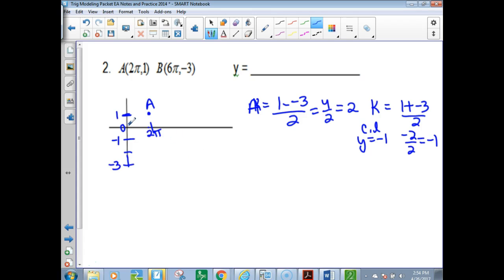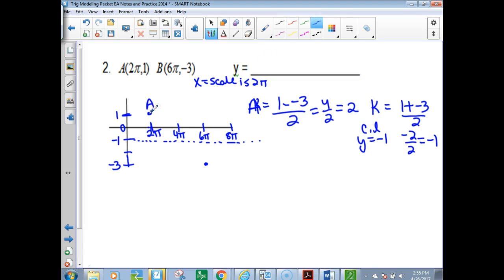Okay. So our x scale is 2 pi. So let's continue counting by 2 pi's. 2 pi, then would be 4 pi, 6 pi, 8 pi. Our min occurs at 6 pi, negative 3. And our center line is here. If you like to draw that little dashed line in to help you graph it well.